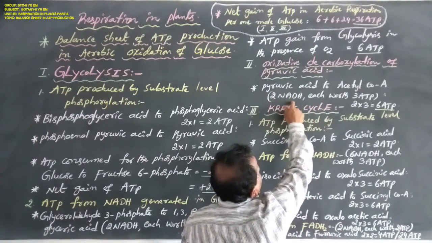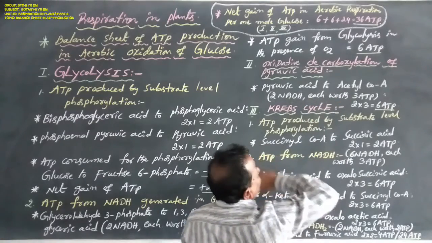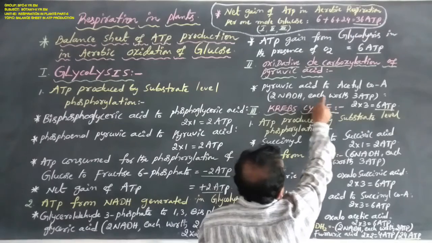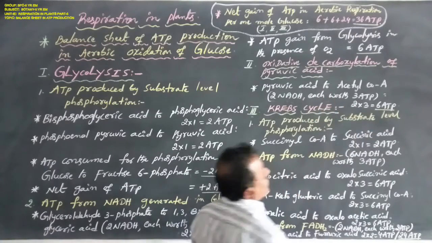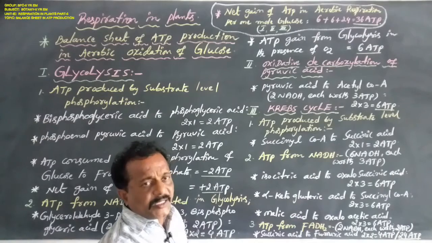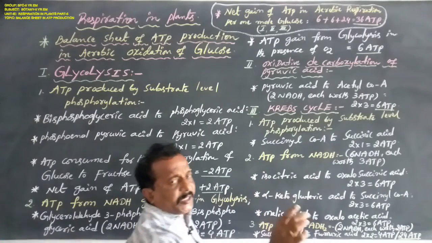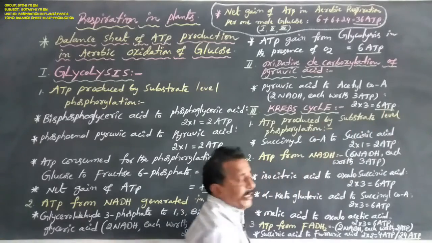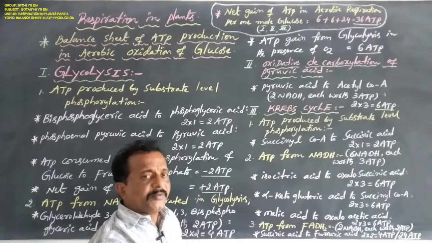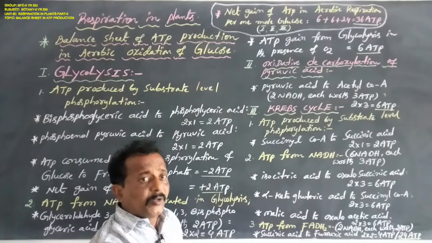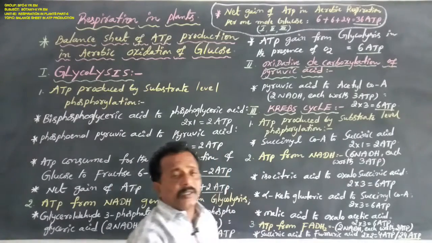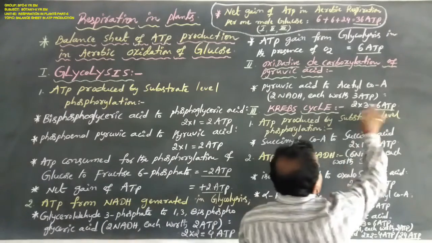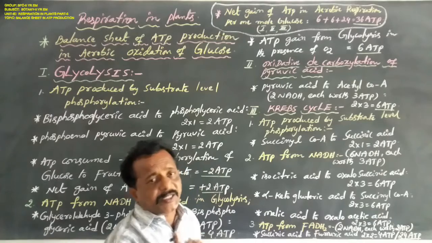and the Krebs cycle. It forms 2 NADH, and each NADH gives 3 ATP. So 2 NADH gives 2 times 3, 6 ATP. So in the second step of aerobic respiration, 6 ATP molecules are formed. In the first step, 6 ATP molecules are formed, and in the second step, 6 ATP molecules are formed. Similarly, 6 plus 6.